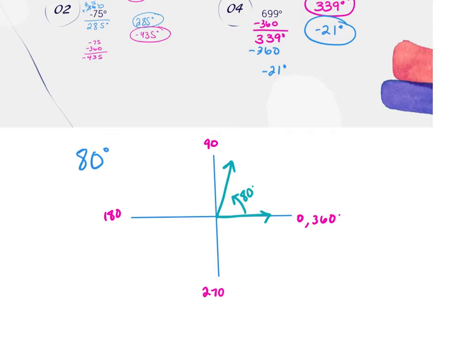So now let's find a coterminal to 80. Let's find a positive one, add 360. 440. What's it going to look like? The exact same thing, but I go around one more time. So I could start here and go all the way around. That's 360 plus another 80, and I'm at the same spot.